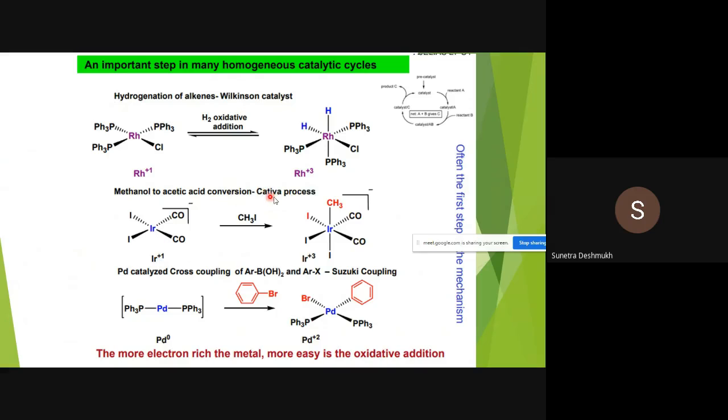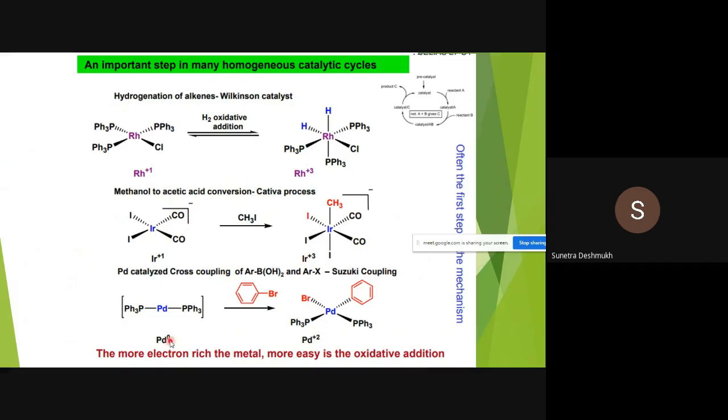Here also you can find in the Cativa process. This is also one process. In Cativa process, again the transition metal they have used is iridium. They have taken iridium with 4 different ligands having +1 oxidation state. We want to do another oxidative addition, of methyl iodide. So here we have done oxidative addition of methyl iodide, and after formation of new iridium-carbon bond and iridium-iodine bond, the oxidation state of iridium changes from +1 to +3. So this is nothing but: the more electron rich the metal, the easier is the oxidative addition.